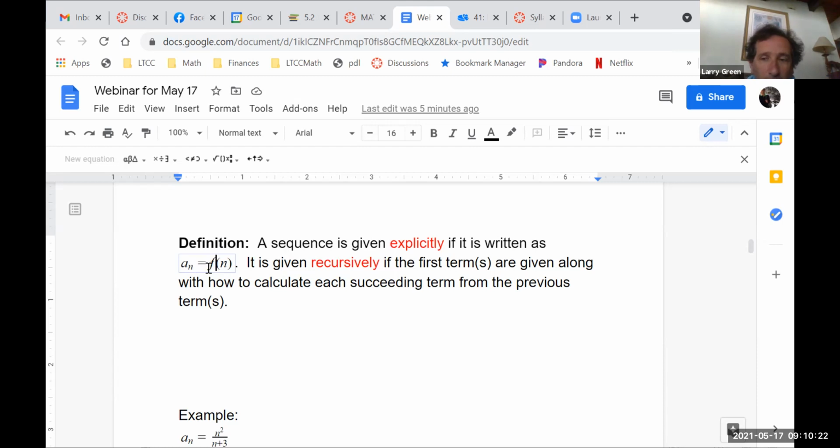If you can write it as a function of n, then we call it explicitly shown. On the other hand, you can have it recursively displayed. It's recursively displayed if the first term or terms are given, along with how to calculate each succeeding term from the previous term or terms. And that's called recursive sequencing.